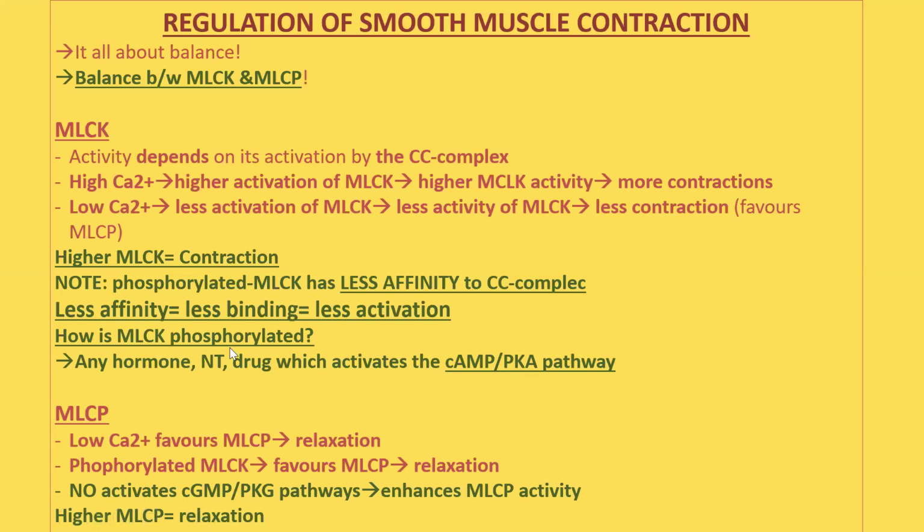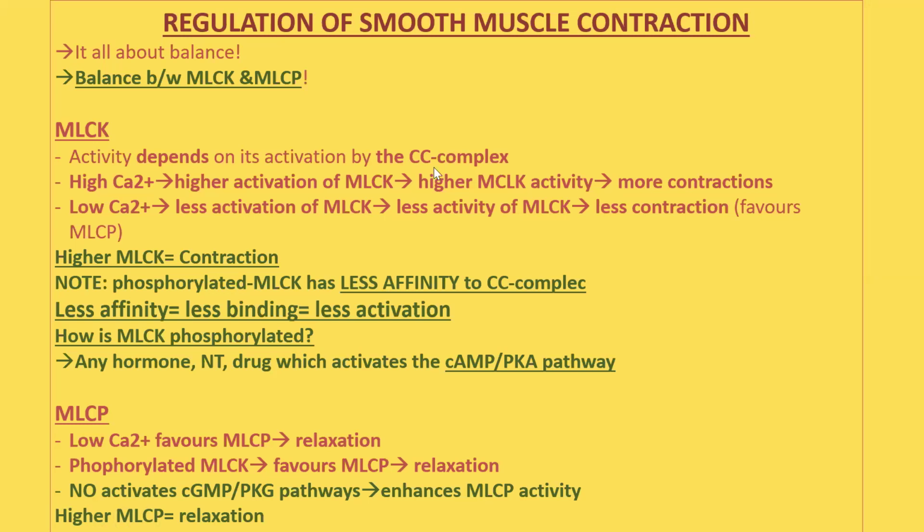So I know it's a tongue twister, but go through the steps one by one. I will repeat it again to make sure that you get it. MLCK is responsible for activating the myosin, or phosphorylating the myosin, to allow for cross bridges. MLCK gets activated by the CC complex. This depends on the calcium concentration. So if you have low calcium concentration, you have less CC complex formation, you have less activation of MLCK. This is the first step.